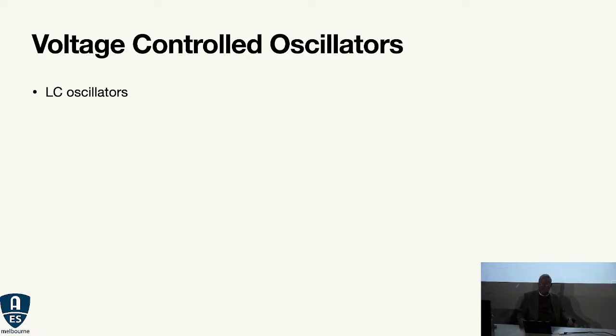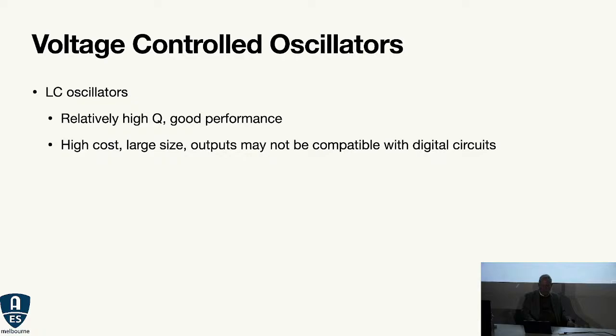LC oscillators, which are the old standard RF. There's an inductor and a capacitor, and they make a tuned circuit. They have a pretty high Q, so they tend to have pretty good phase noise, low jitter, in other words. But they're expensive, they're big, they usually draw a lot of power, and they're sine wave outputs, so you may have to do some extra finagling to get it into the digital domain. So they may not be ideal. They're certainly not cheap.